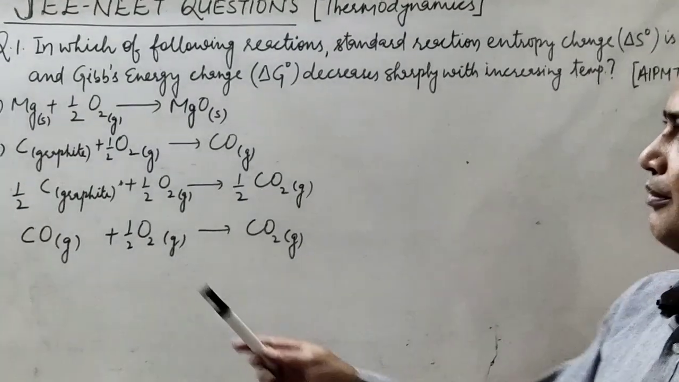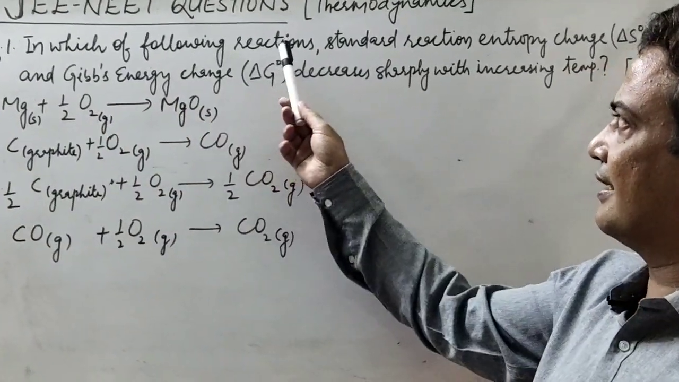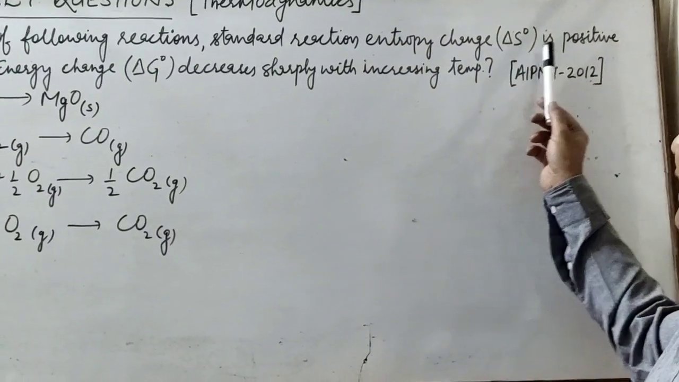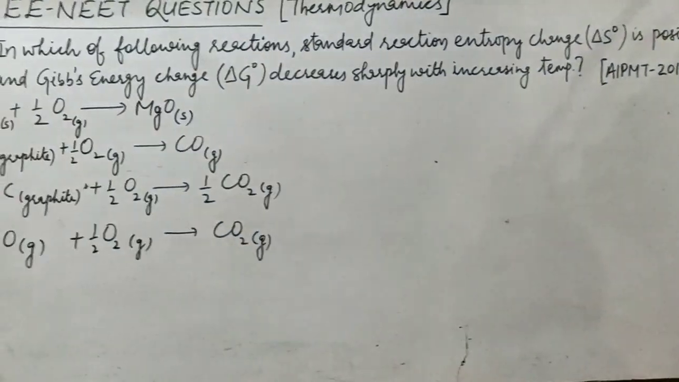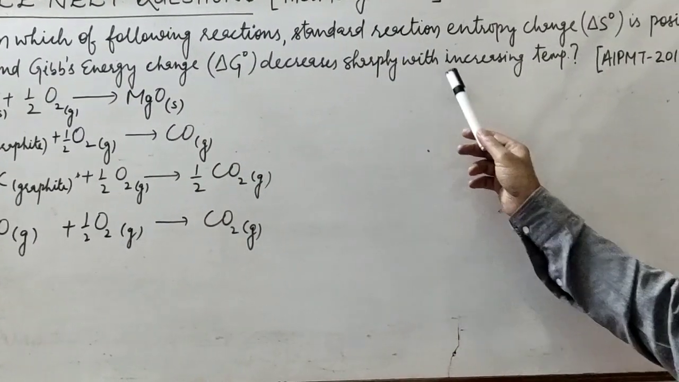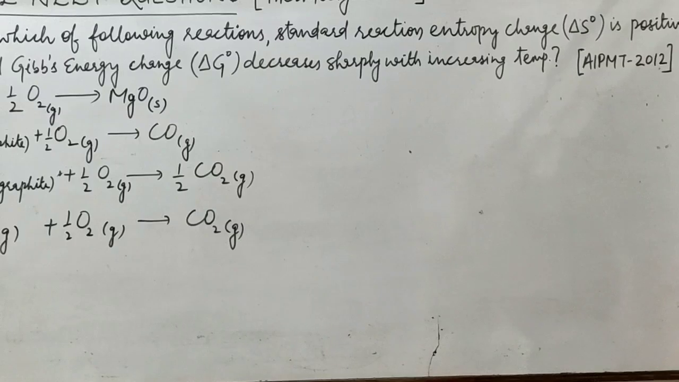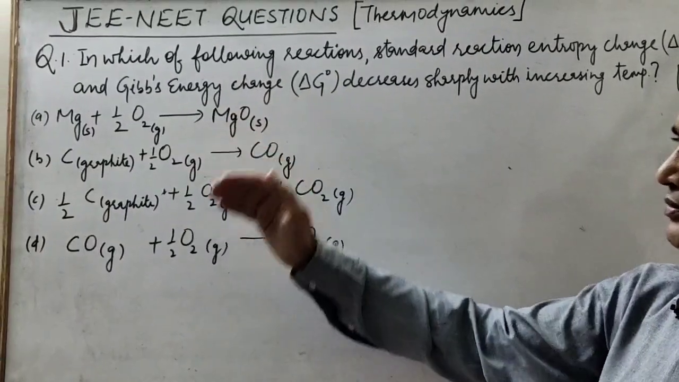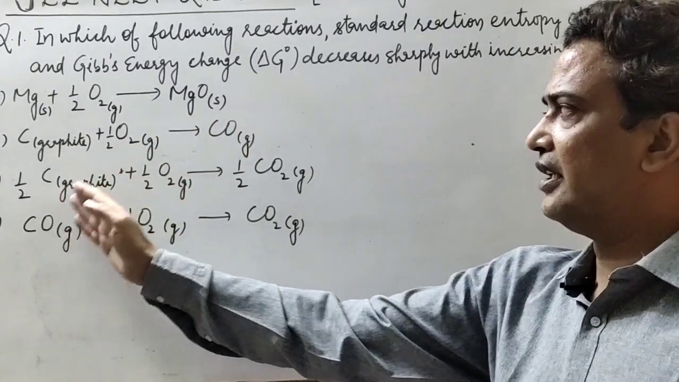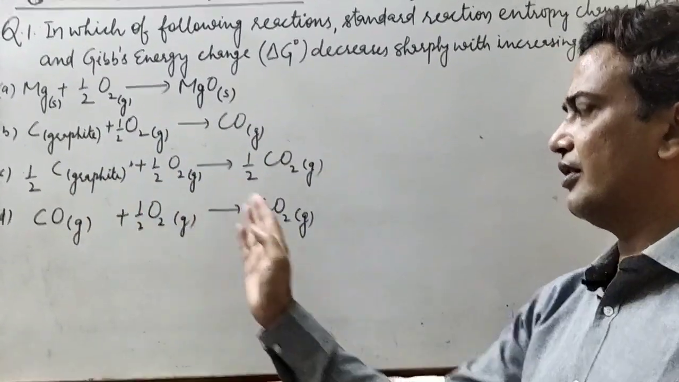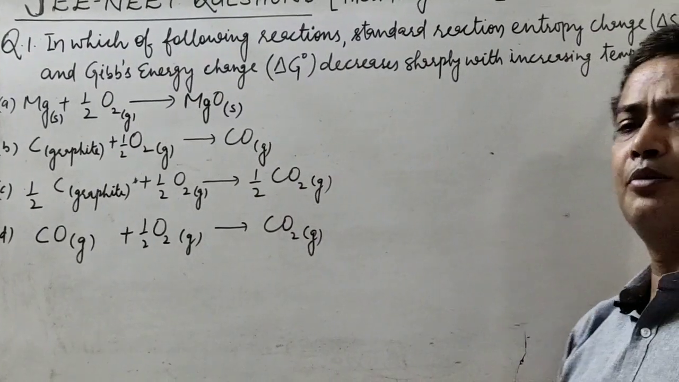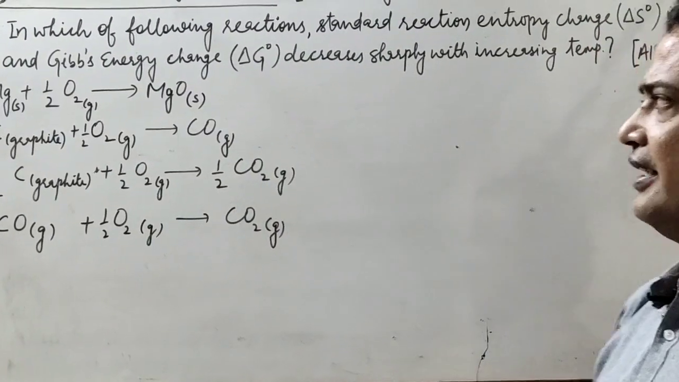There is the question: in which of the following reactions is the standard reaction entropy change delta S naught positive and the Gibbs free energy delta G naught decreases sharply with increasing temperature? Options are given to you: Mg forming MgO, C forming CO, C forming CO2, and CO forming CO2. All of them are combustion reactions, and in combustion reactions we know delta H is negative.